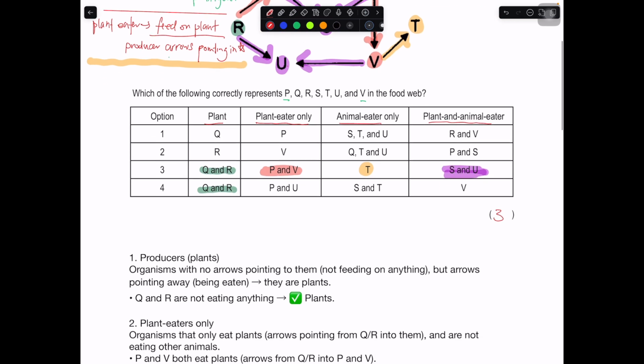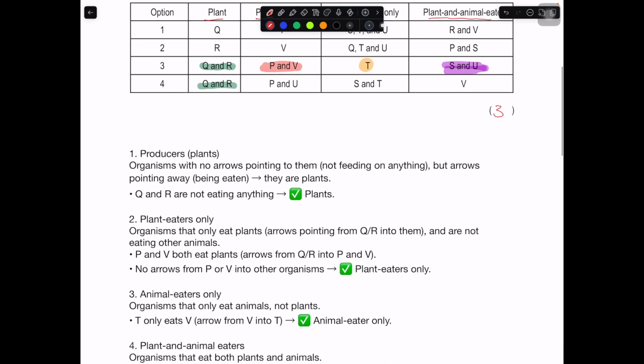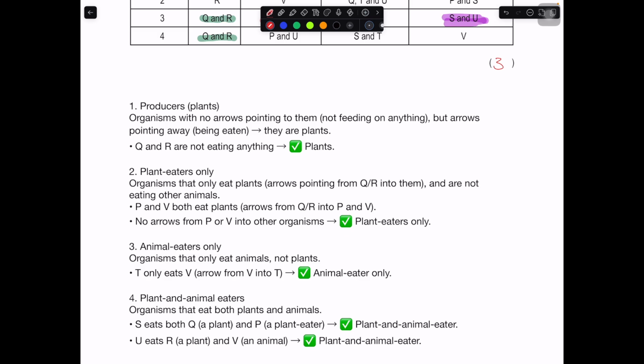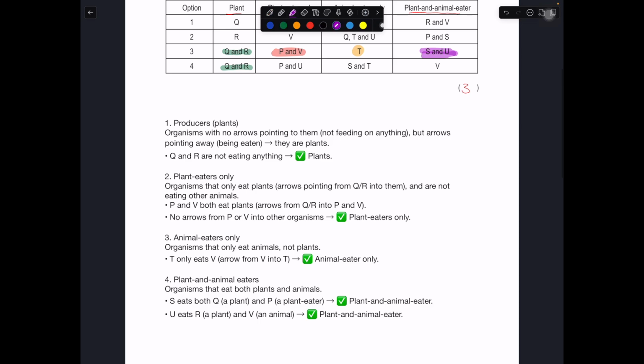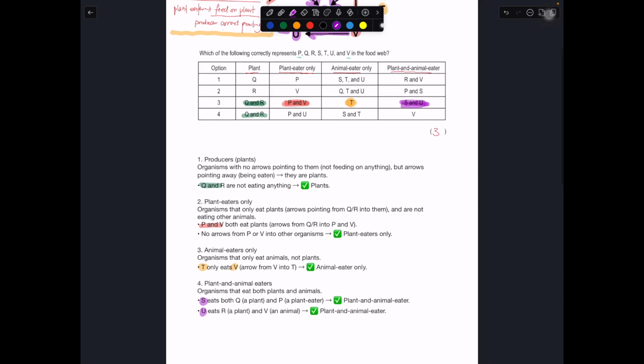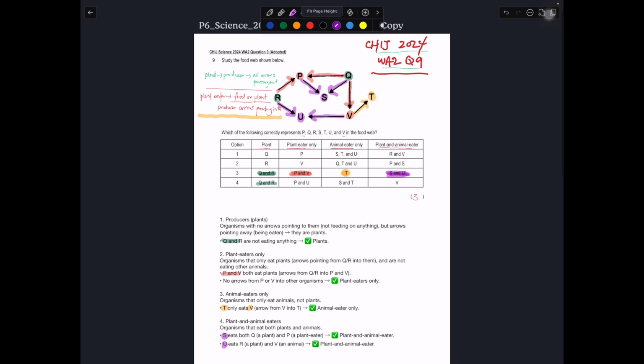So another way of describing how to derive each step can be read from here. You can take your time to read this part. Q and R is this part. P and V is this part. Then T is this part. Last part will be your S and U, which is this part over here. I color coded it so it's much easier for you to read. So let me do a screenshot. You can take a look at this part.